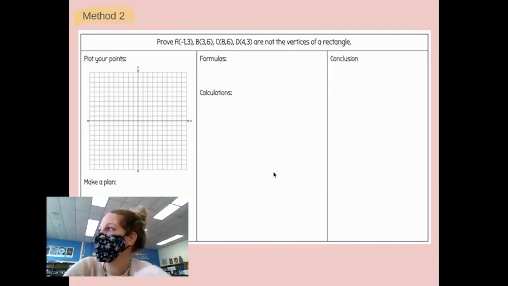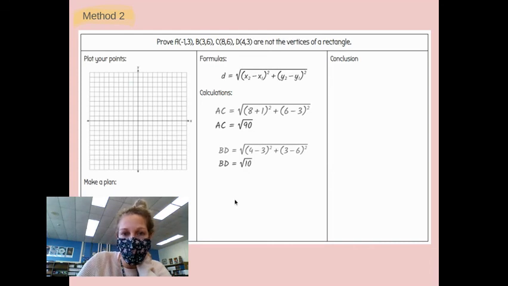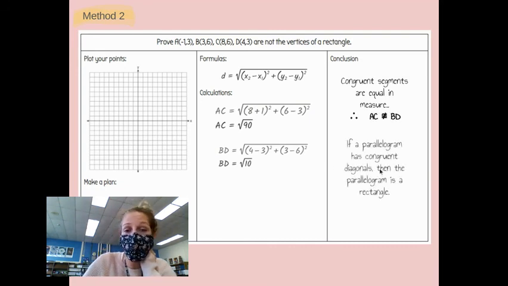And let's say I want to prove it's not a rectangle by going after the diagonals. I do the distance formula. I get the length of one diagonal and the other. Those are clearly not the same. And I can wrap it up by saying congruent segments are equal, so AC is not congruent to BD.